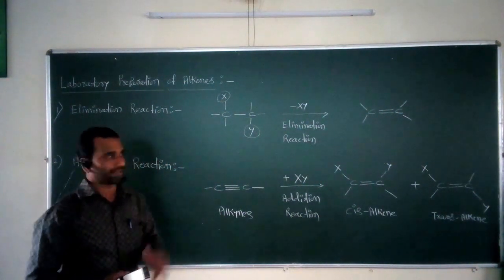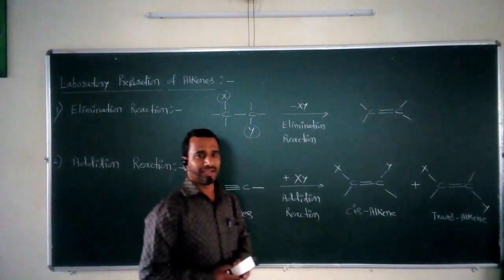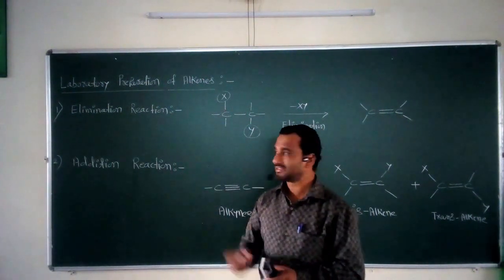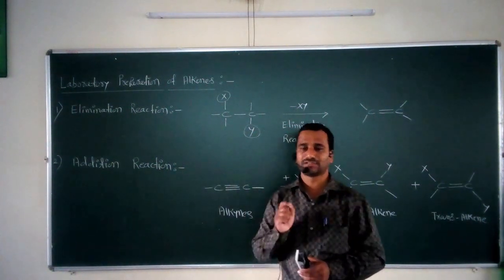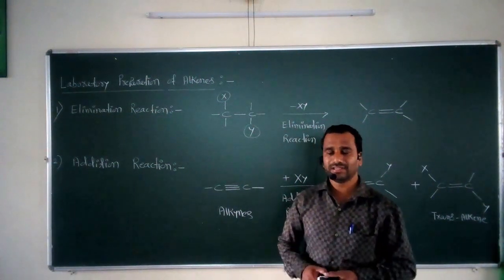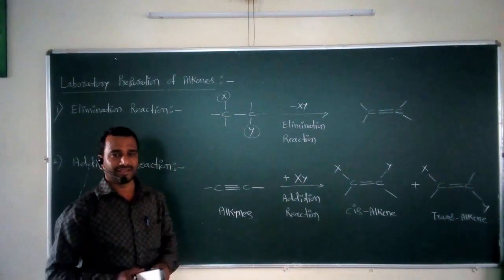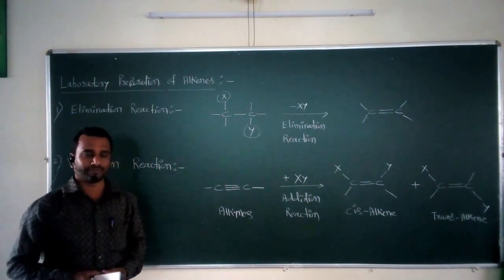But in short, we can say that these two types of general reactions are commonly used for formation of these alkenes in a laboratory. So these are the very important part as far as the methods of preparation of these alkenes is concerned. So our next aim is to study now what are the different examples of this elimination reaction and different examples for this addition type of reactions.